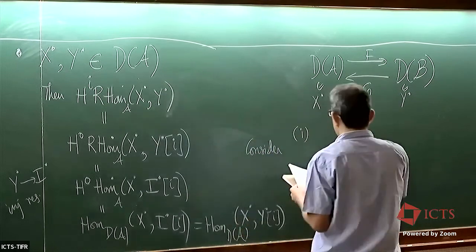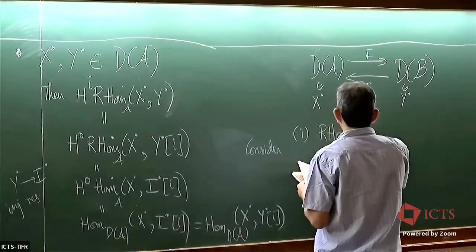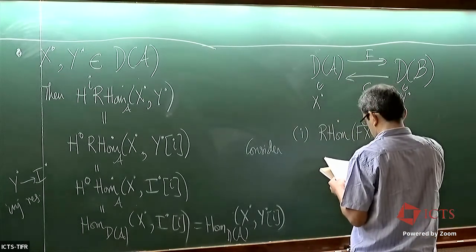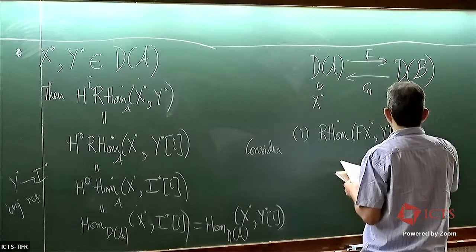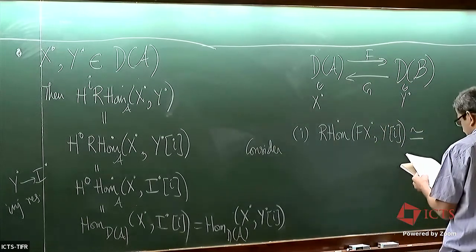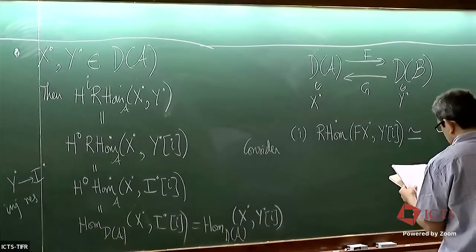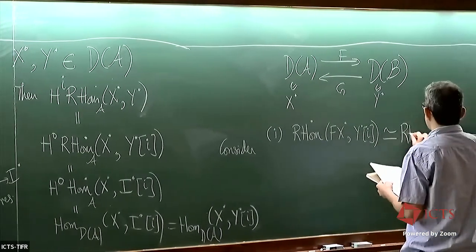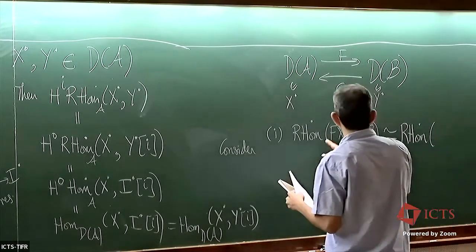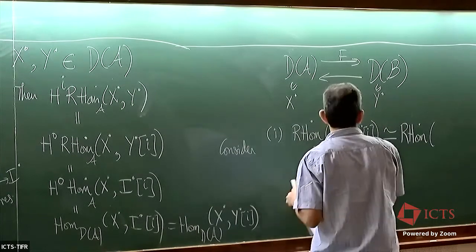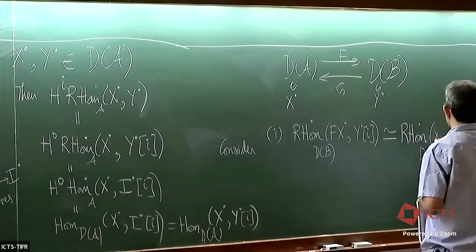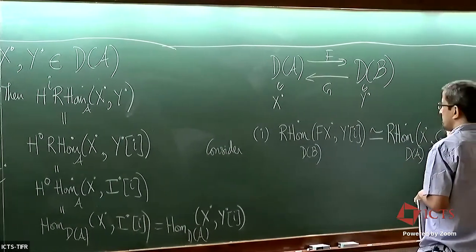First statement is I want to give a map like this, R hom of F dot X dot, Y dot, I. These are the kind of statements I'll be looking at, and we'll come back to Verdier duality and Grothendieck duality in a short while. They'll all be statements like this. This is in D^b, I guess, and this is in D of A, and this is X dot, G Y dot.